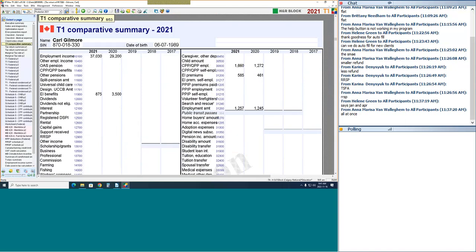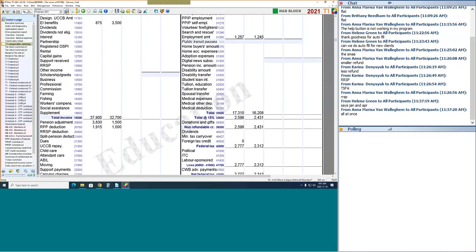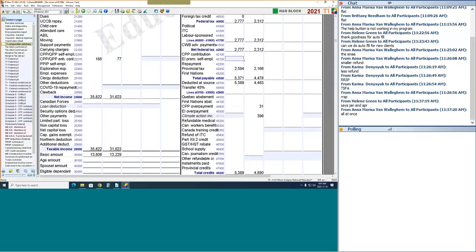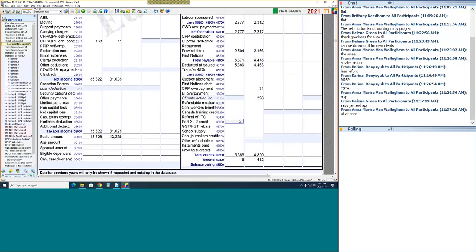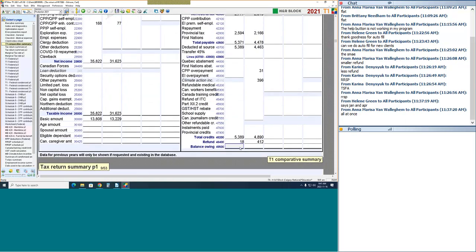CPP and EI has changed. It's gone up because of inflation and because he worked more. The employment amount has gone up. You can see down at the bottom here, there was no CPP overpayment this year. There was no climate action incentive this year on the tax return. The climate action incentive last year, in 2020, was included in the return, but now it's being paid out like the GST in four payments. And there's a big, big difference in his refund.